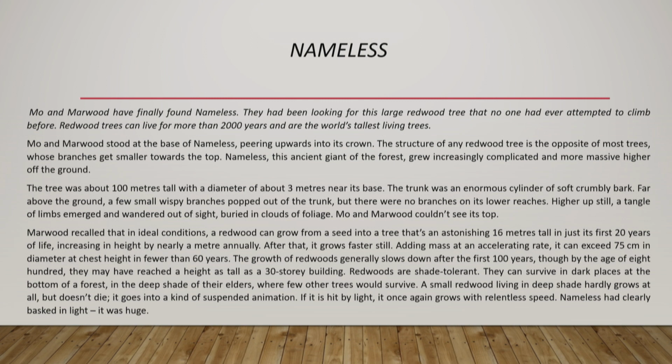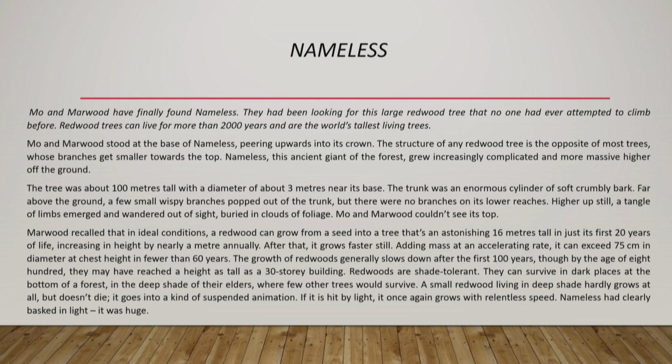Far above the ground, a few small, wispy branches popped out of the trunk, but there were no branches on its lower reaches. Higher up still, a tangle of limbs emerged and wandered out of sight, buried in clouds of foliage. Mo and Marwood couldn't see its top.